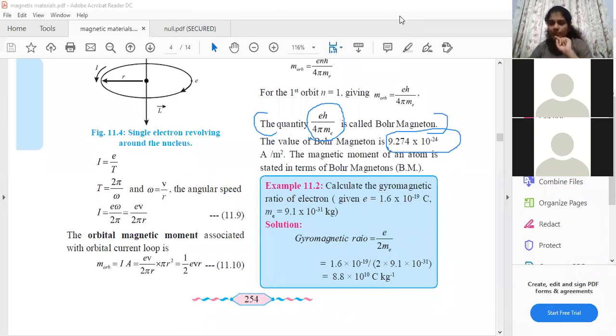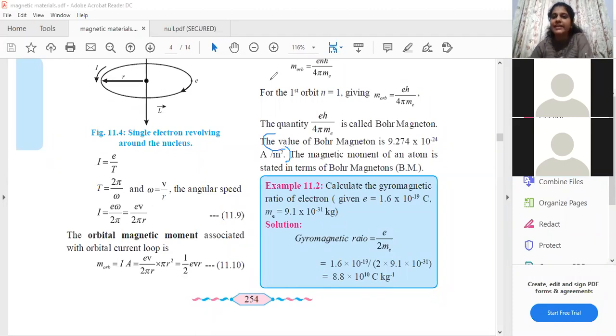Because, students, Bohr magneton is a unit, but it is as it is written over here. The value of Bohr magneton is 9.274 into 10 raised to minus 24 ampere meter square. So this you all have to remember for conversion as well. Students, it is not per meter square, it is meter square. The per sign is not going to come. So ampere meter square to Bohr magneton conversion, this value will be helpful.